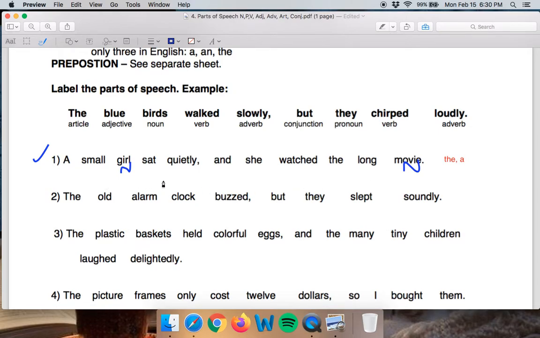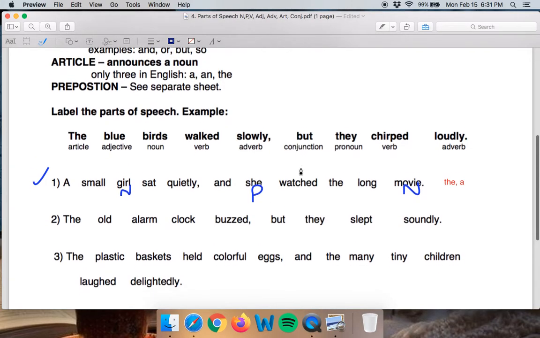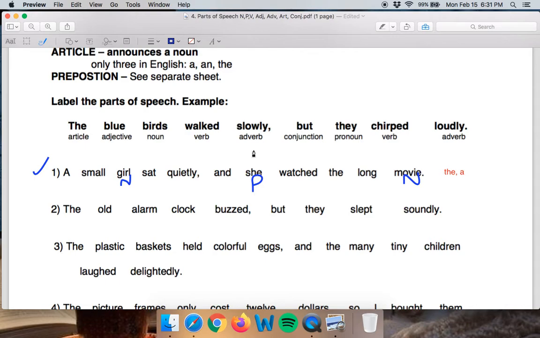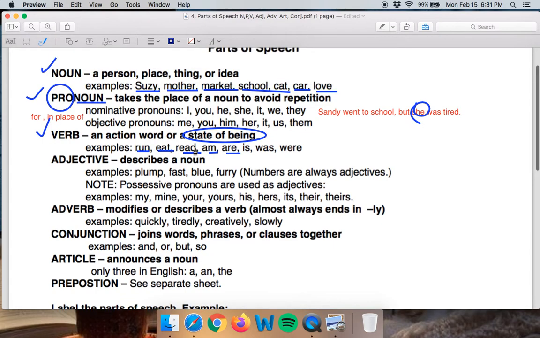All right. So we have at least two nouns here, and we also have one pronoun here, she. She is a pronoun. Let's see if I can figure out how to write a P. There we go. So she is a pronoun. So we found two nouns and a pronoun in this sentence. All right? Okay. Now, let's go back up here. First of all, I just want to say that in a sentence like this, movie is a noun. In a different sentence, movie might not be a noun. We'll see some examples later on. It might be a different part of speech.